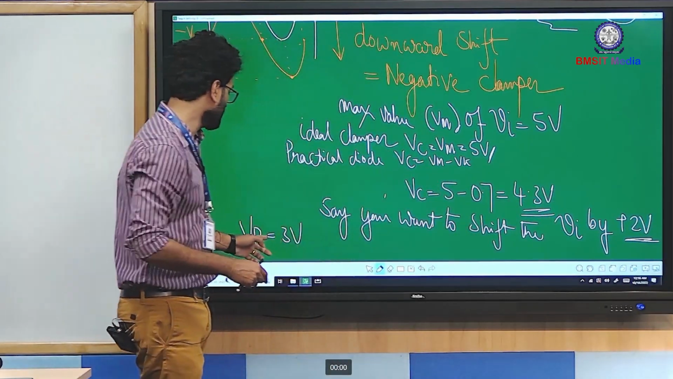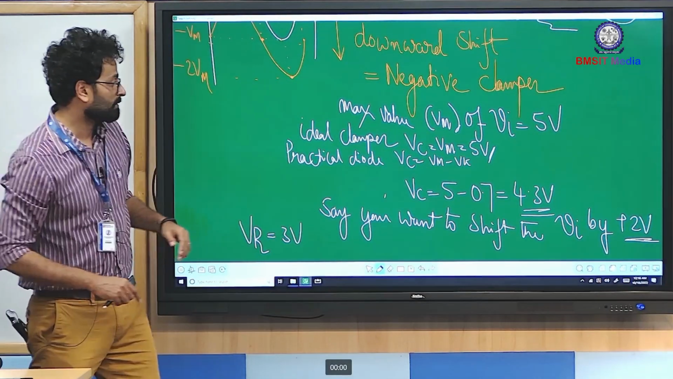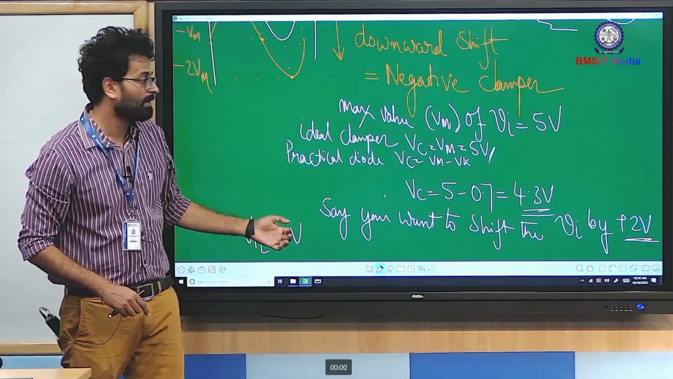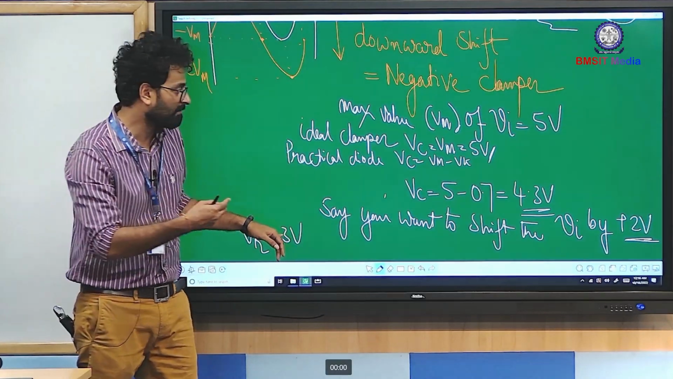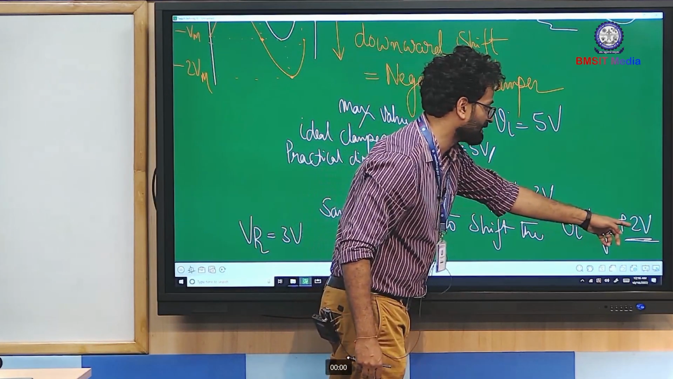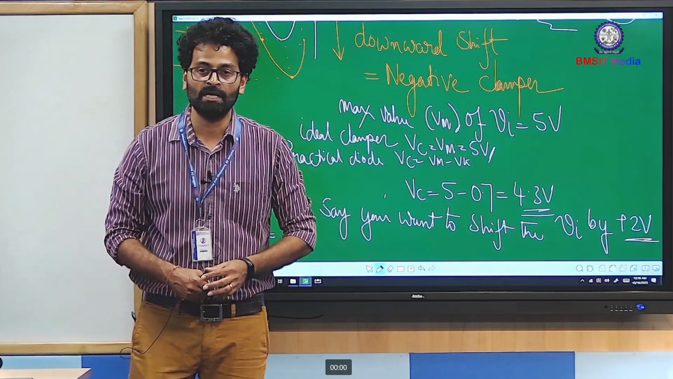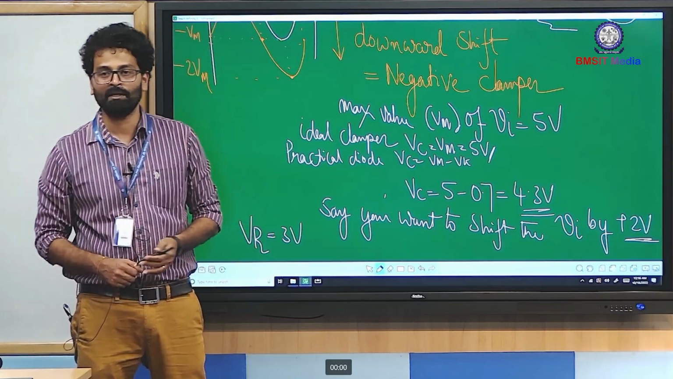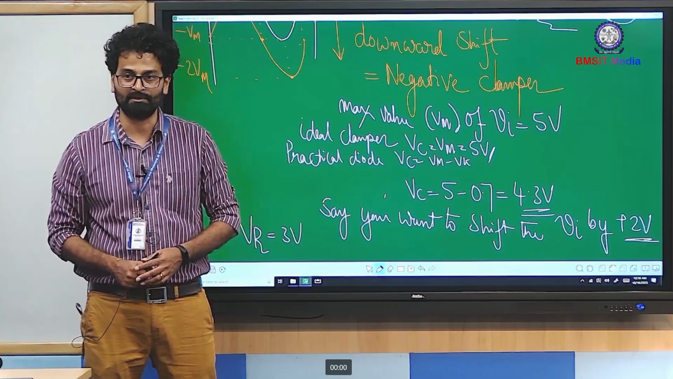You have to place this VR appropriately, so that subtraction of 5 volts and 3 volts takes place. If this subtraction takes place, then the resultant shift you are going to get is 2 volts. Such a circuit is called a biased clamper circuit. You can refer to Robert Boylestad's book for biased clamper examples.